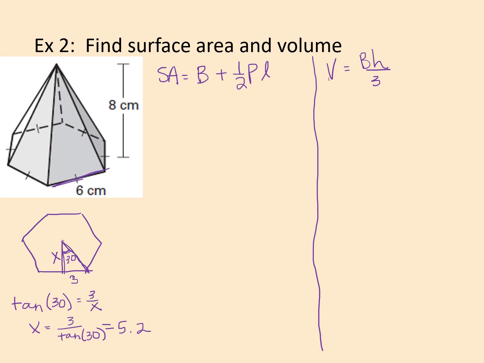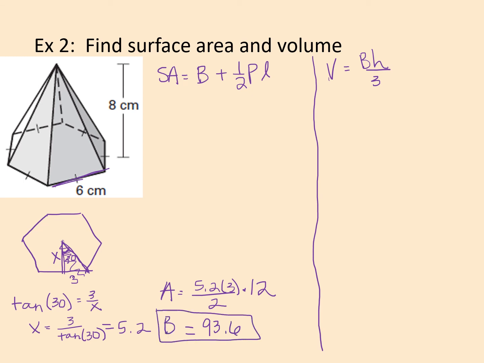Now to find the area of the base, I have to take the 5.2 times the 3 divided by 2, because that's the area of this whole triangle. Once I get that, I'm going to multiply it by 12, because there are 12 total triangles inside there. The number you get back is 93.6. So we just found the big B to be 93.6. All that work just to find the big B.